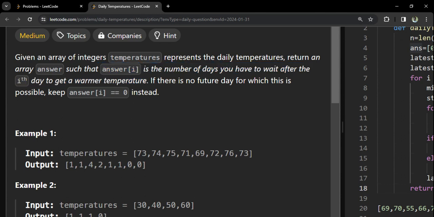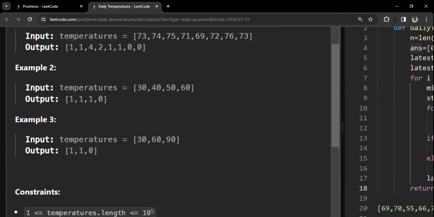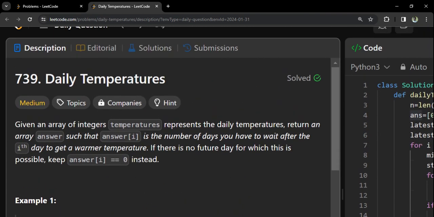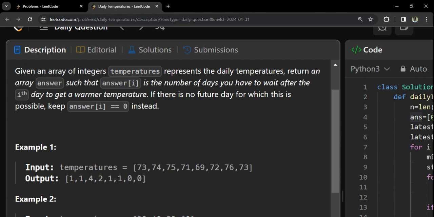If it is not, please pause the video. I will give the link to this question in the description. Go to this question and start understanding it. See the examples; I think three examples are there. Take your time and understand, it's very simple. Now going forward, if there is no future day for which this is possible, you will have to return zero for that particular index.